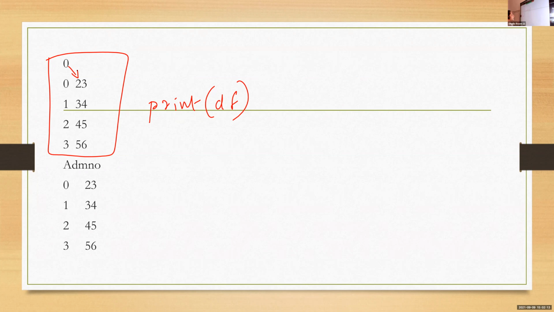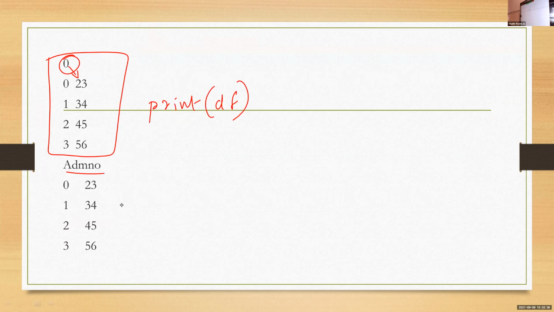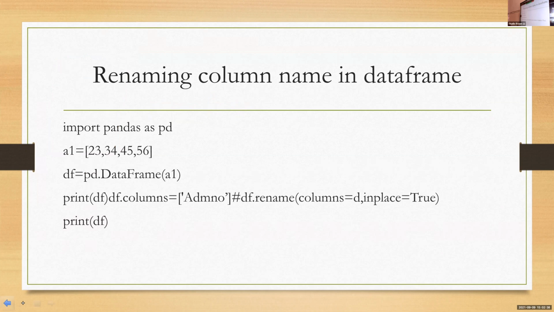And the question is how we can change this 0 with the value admin number. How we can change this default column name with a new value admin number. For that purpose, we are using a statement after print DF. This statement is under the next line. You just write this line under this print DF statement.